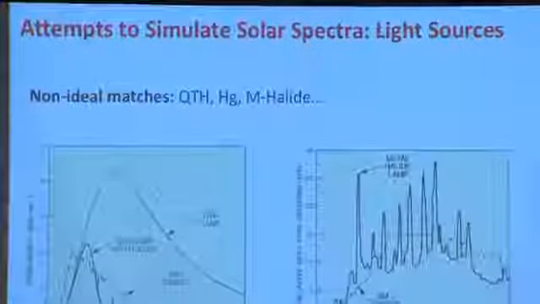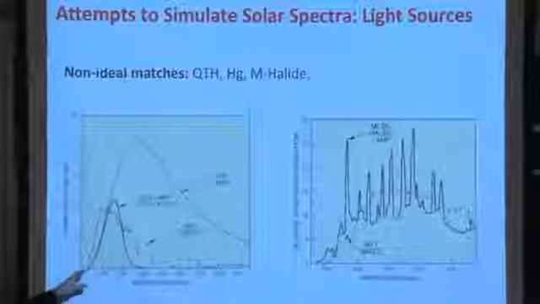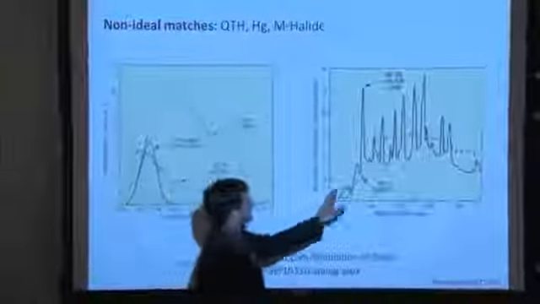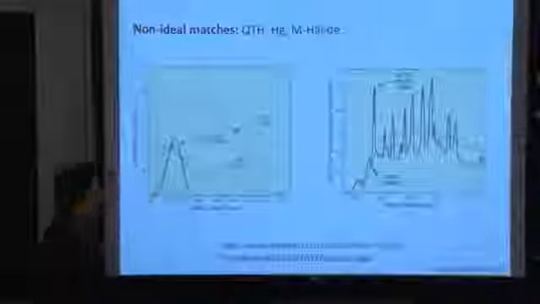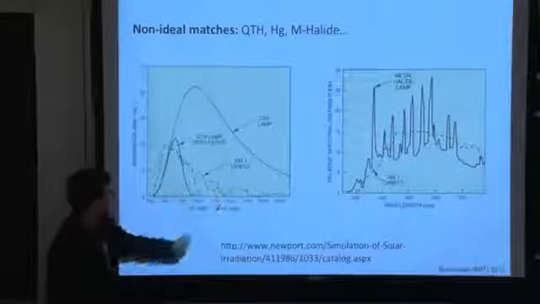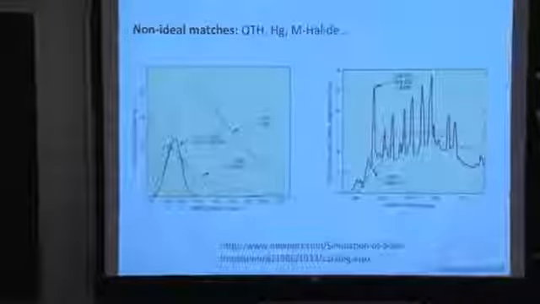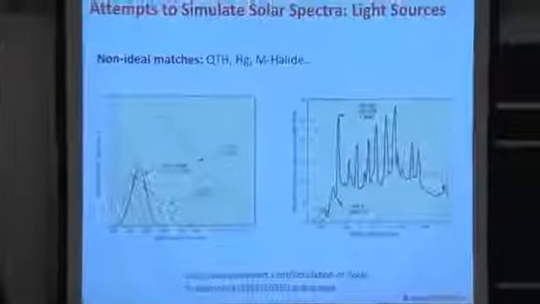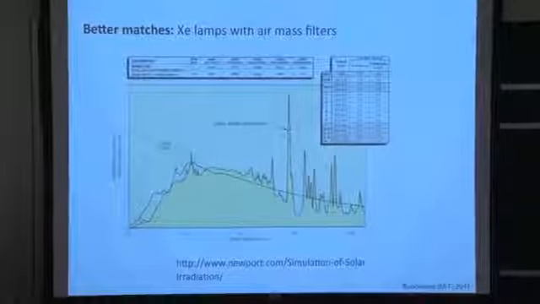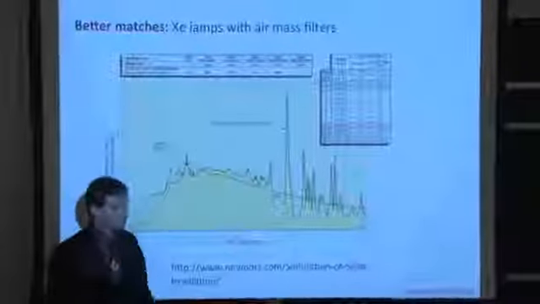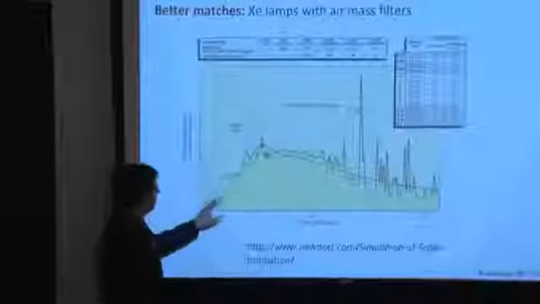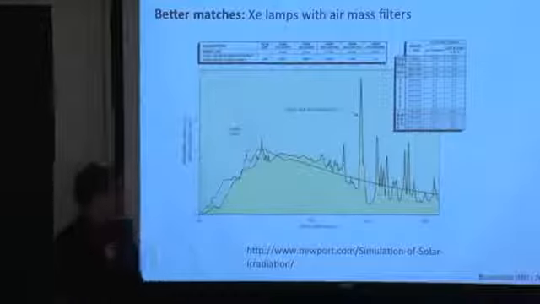So we have non-ideal matches, several examples of light sources that don't quite get it right, or have several spikes in the output spectrum. So in all cases here, the AM1 direct spectrum is shown in this dash-dot line, and different light sources are shown in either solid or dashed lines. So not great. And then finally, we reach our xenon arc lamp with air mass filters. And the filters are to suppress certain peaks and certain general portions of the spectrum, so that we have an approximation of our ASTM standard reference spectrum.